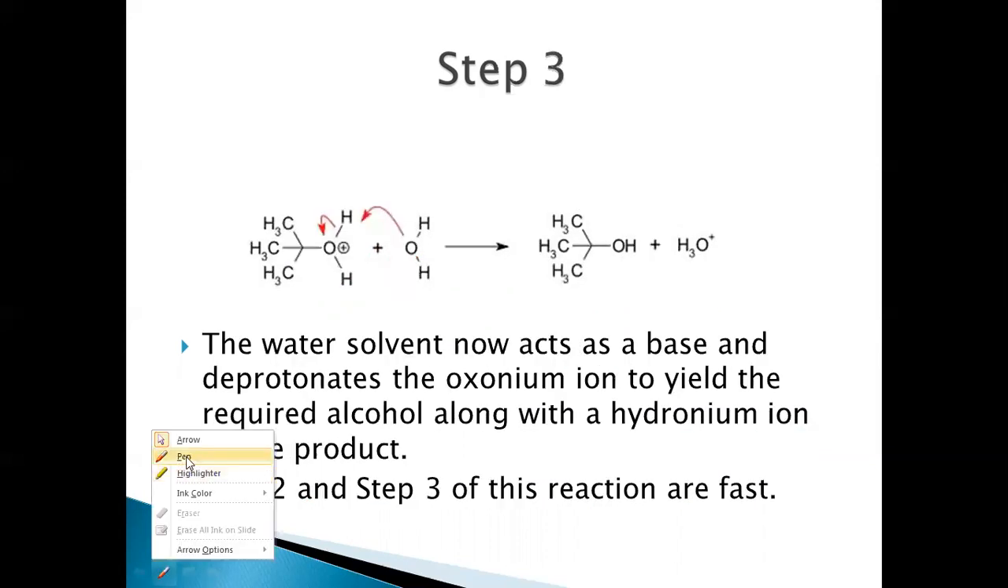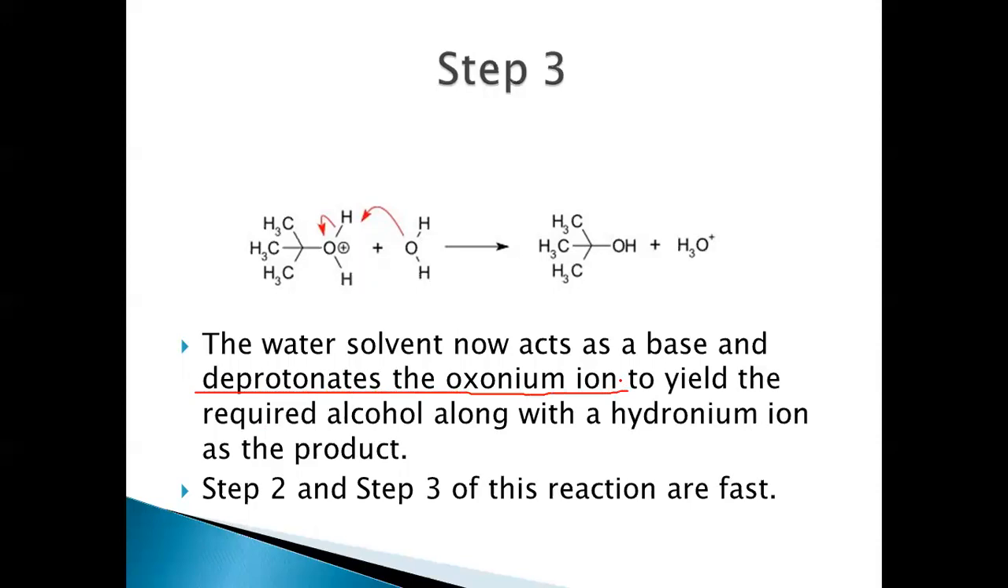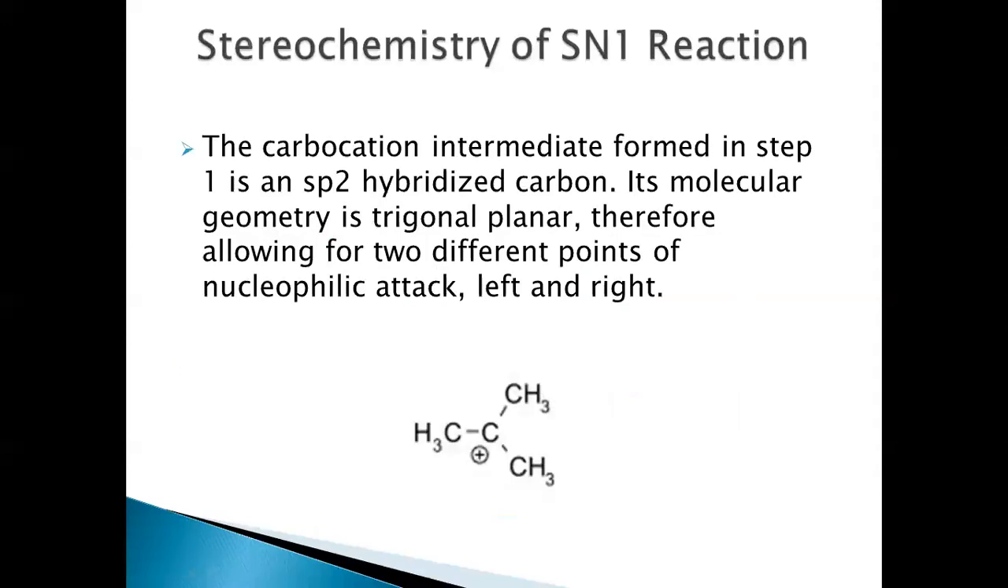And in the third step, deprotonation takes place, that is, it deprotonates the oxonium ion. This is the third step. A second molecule of water now reacts with this, accepting the proton. Deprotonation takes place, resulting in the formation of the product, that is, tertiary butyl alcohol. And the second and third steps of this reaction are fast. So there are three steps involved in the mechanism. The first step is the formation of a carbocation. The second step is the formation of an oxonium ion intermediate. And the third step is the deprotonation, resulting in the formation of the product.